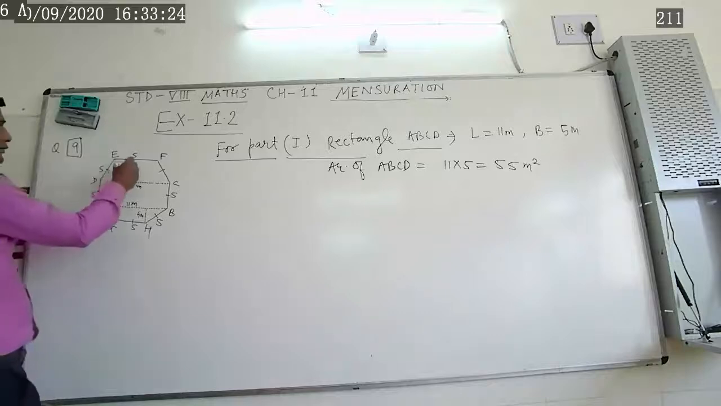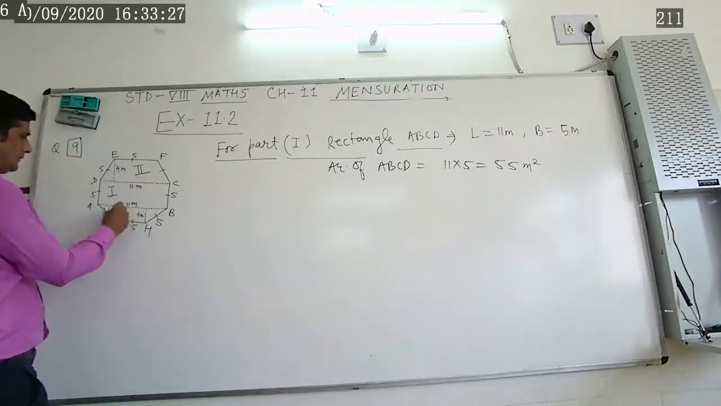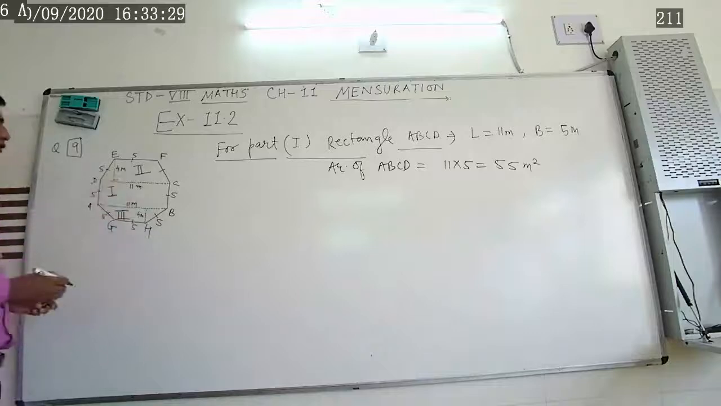Now, part number 2, and this is part number 3. Parts 2 and 3 both are congruent.